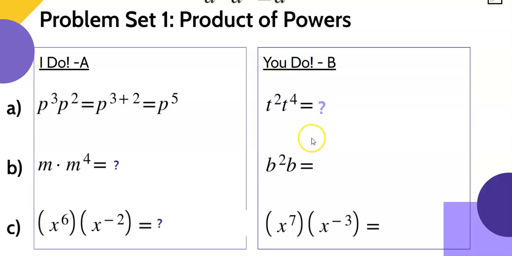T to the second power times t to the fourth power, we can rewrite as t to the 2 plus 4 power, which is t to the sixth power. You just add exponents.